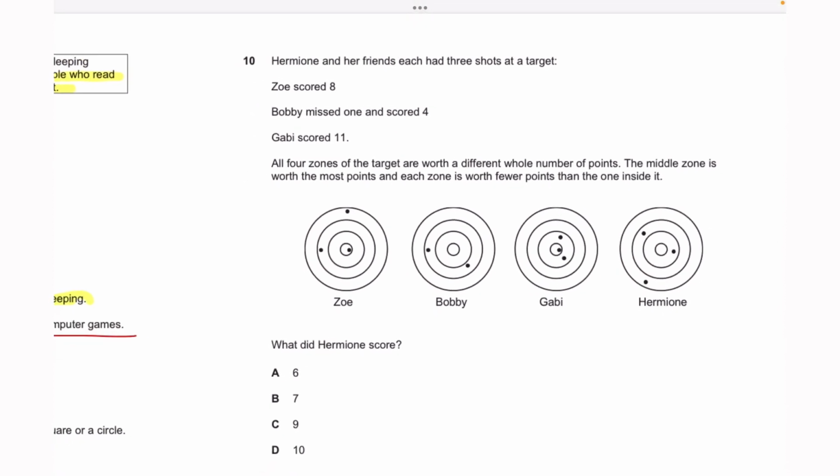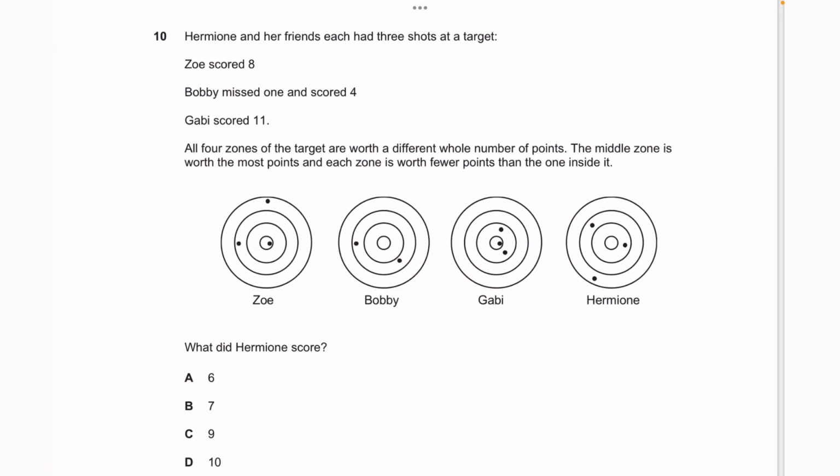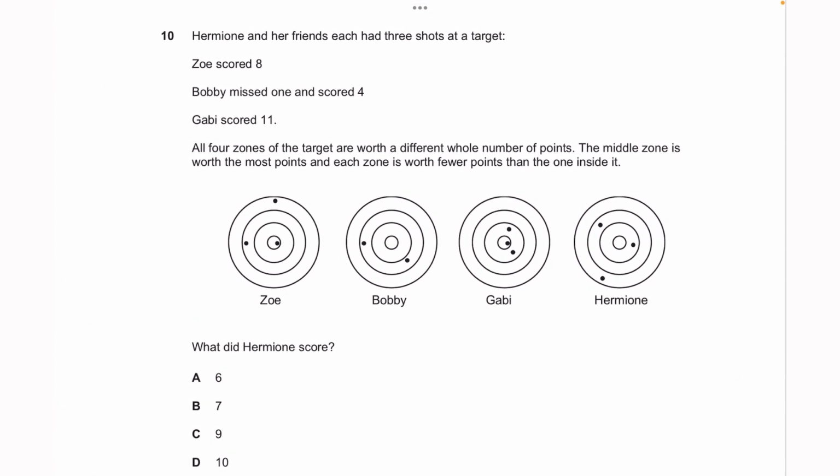Alright, having a look at the next part here, question 10. So question 10 says this. It says Hermione and her friends each had 3 shots at a target. Now it says here that Zoe scored 8, Bobby missed 1 and scored 4, and Gabby scored 11. Now all 4 zones of the target are worth a different whole number of points. The middle zone is worth the most points, and each zone is worth fewer points than the one inside it. So what did Hermione score?